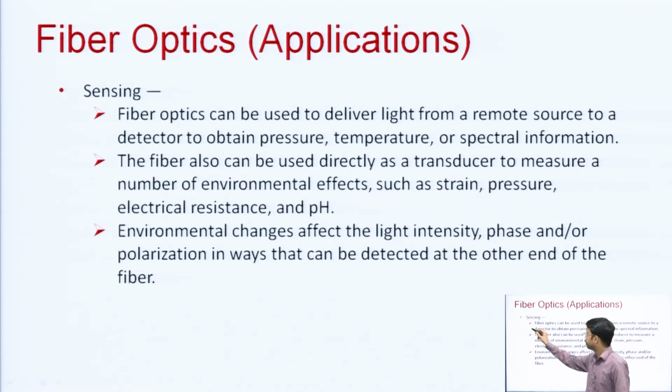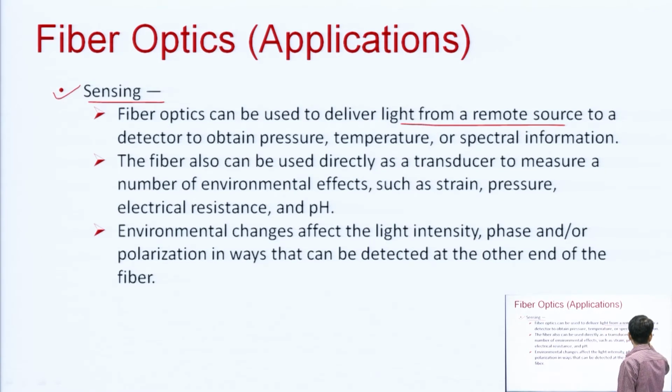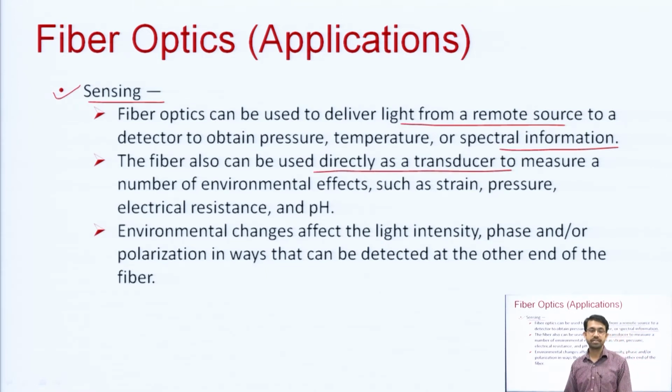Sensing. Optical fibers can be used to design and develop very high end sensors. Fiber optics can be used to deliver light from a remote source to a detector to obtain pressure, temperature, spectral information, etc. It can also be used directly as a transducer. What is a transducer? A transducer is a device that converts one form of signal to another form, one form of energy to another form.